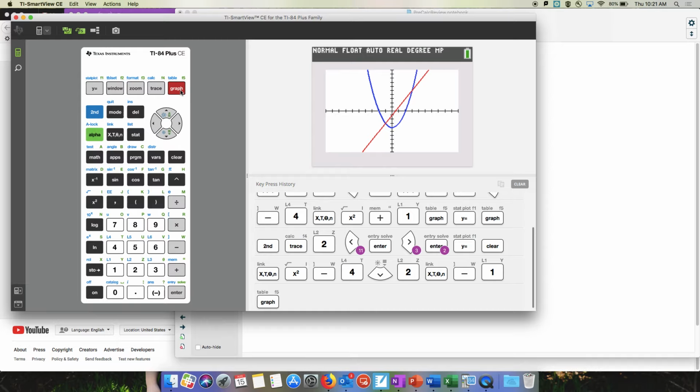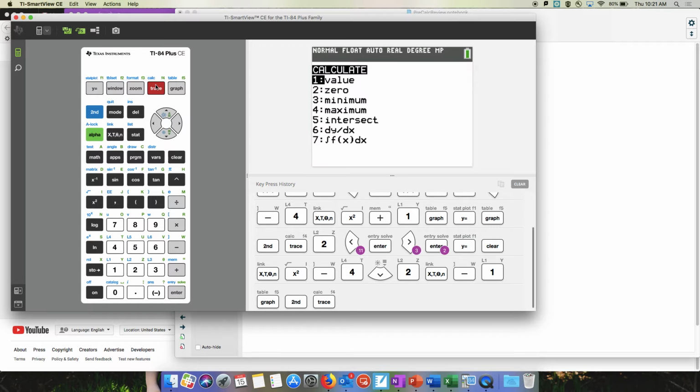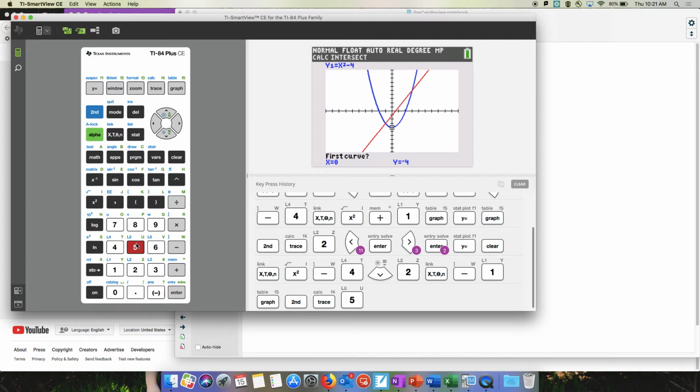So in that calculate menu, that second trace, do you see the option that we need? Intersect, number 5. And guess what? All you need to do is go to whichever intersection you want to find. First curve, enter. Second curve, enter. Guess, enter. Just put that cursor over the intersection and hit enter 3 times, and it'll give you the coordinate. -1, -3. Okay? Find the other one also. Just put that cursor over where they intersect and hit enter 3 times.